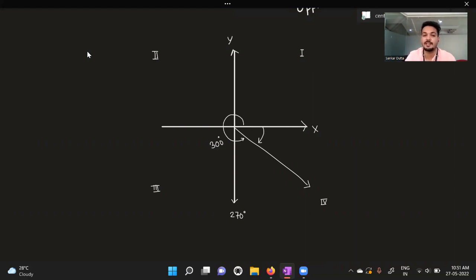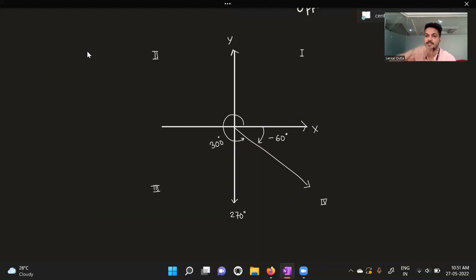In that case, I can also represent this angle as minus 60 degrees, because I'm taking the angle in the reverse direction. It's a negative angle we are talking about, right? So when we are dealing with angles, there are two ways of representing them.